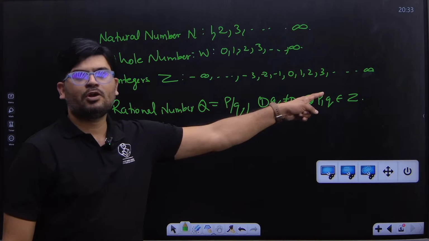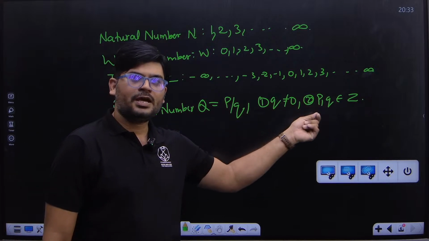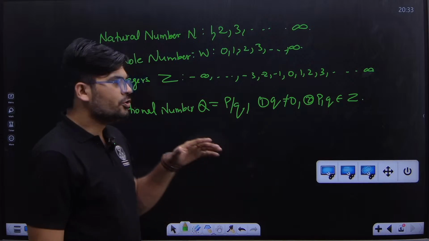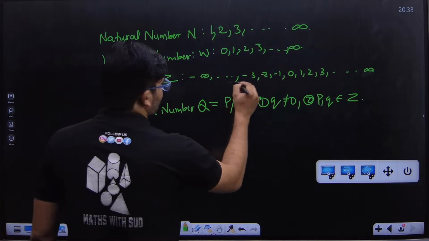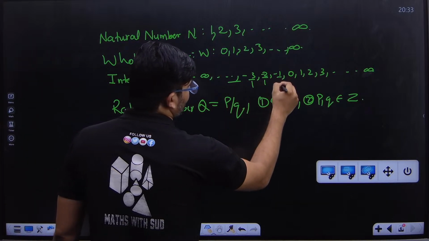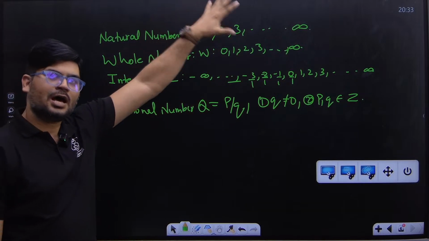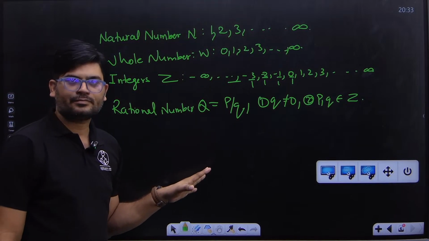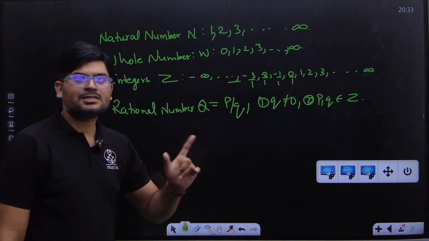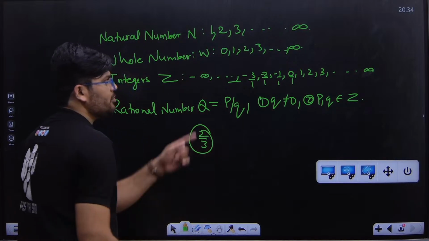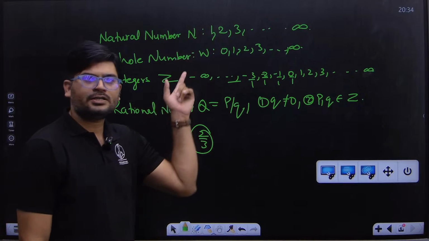This is the sign of belongs to. So if you can write any number like that, you can see that any of these numbers can have a denominator 1 put below it. So all these numbers are rational numbers as well. But all rational numbers are not natural numbers, because if you say 2 by 3, is this a natural number? No. Is this an integer? No. Is this a whole number? No.